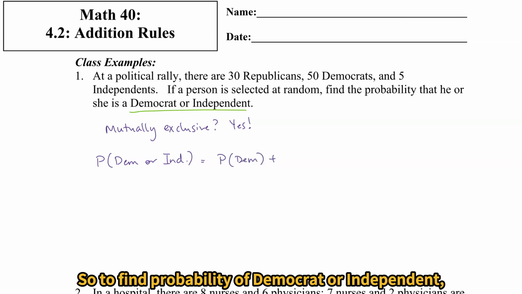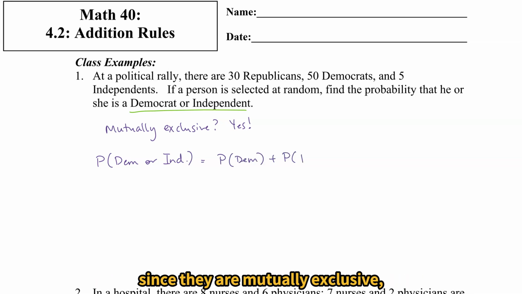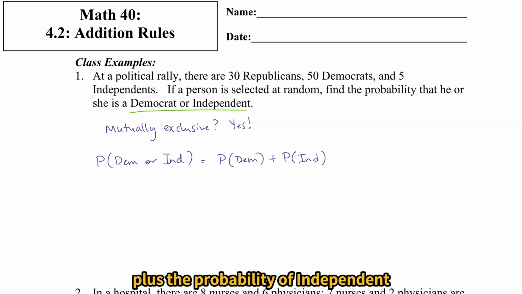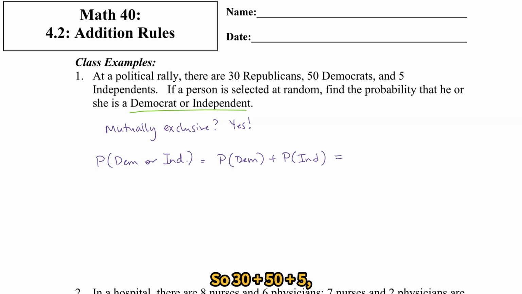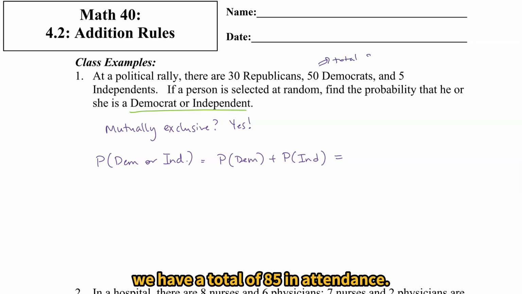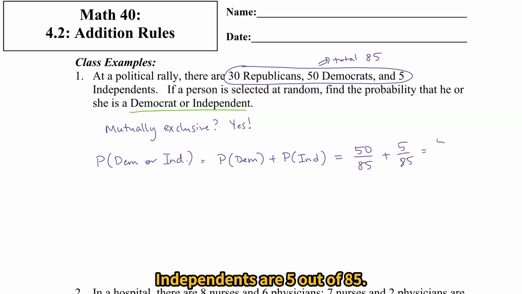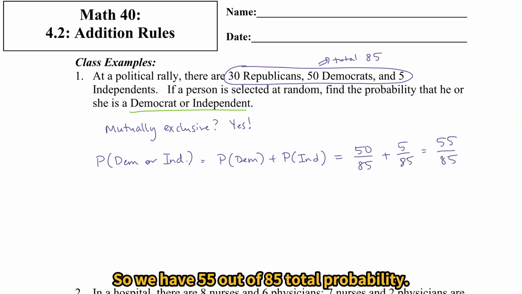So to find the probability of Democrat or independent, since they are mutually exclusive, we can just find the probability of a Democrat plus the probability of independent, and we get our answer. So 30 plus 50 plus 5, we have a total of 85 in attendance. Democrats, there are 50 out of 85. Independents are 5 out of 85. So we have 55 out of 85 total probability.